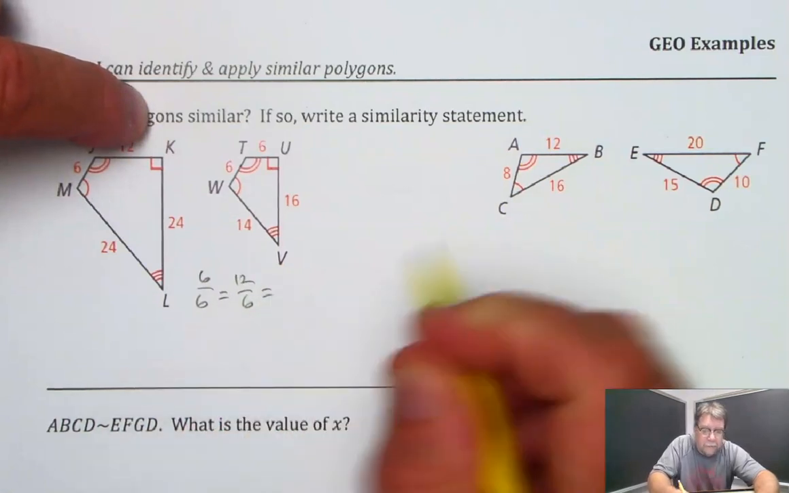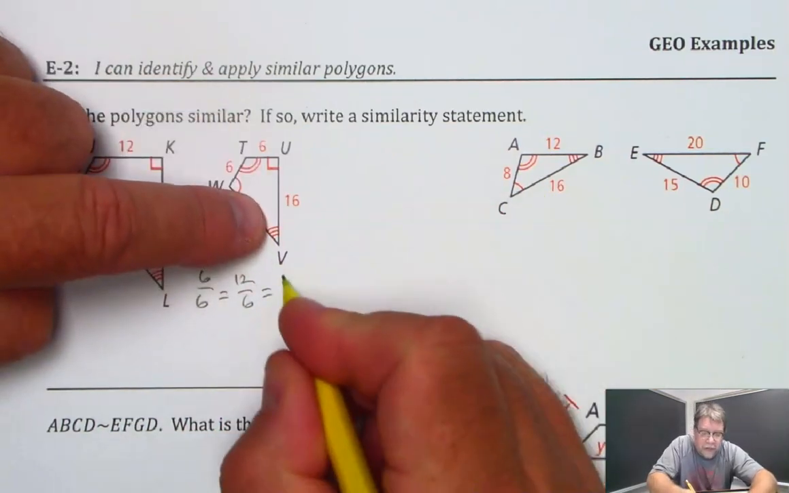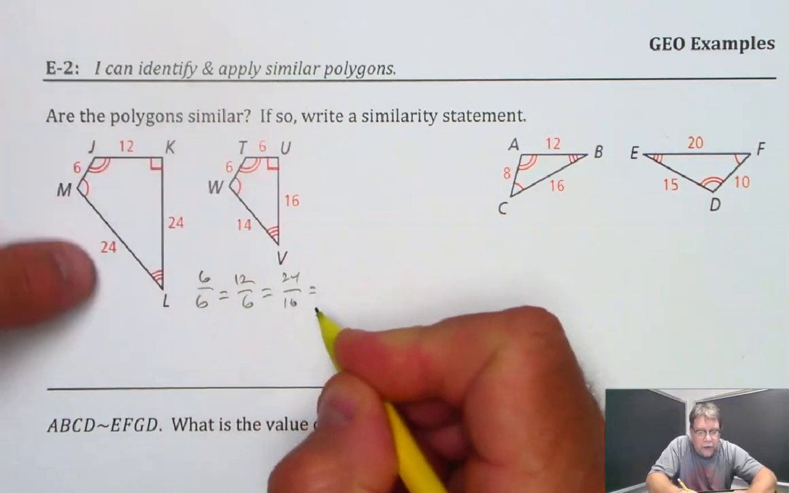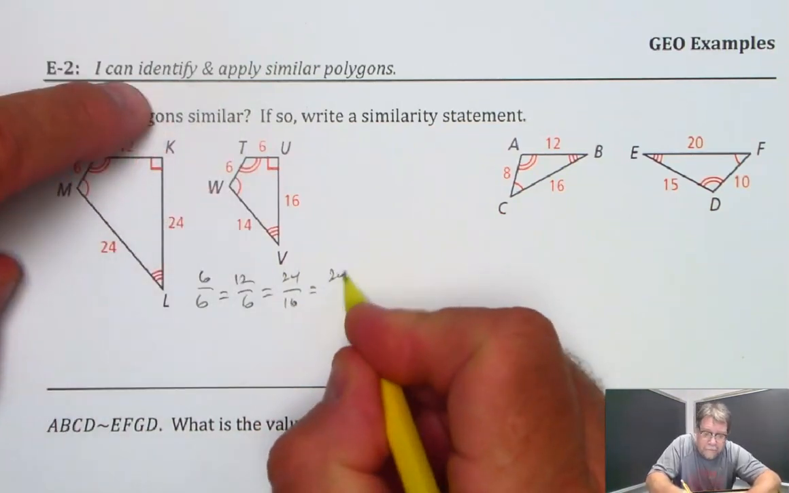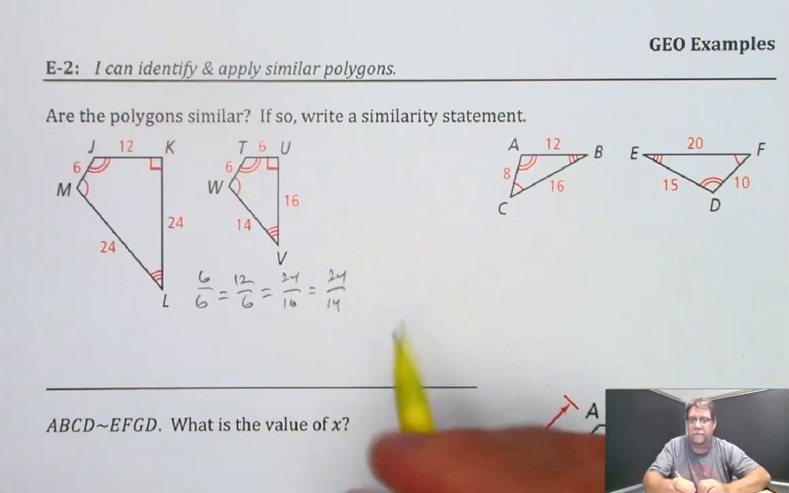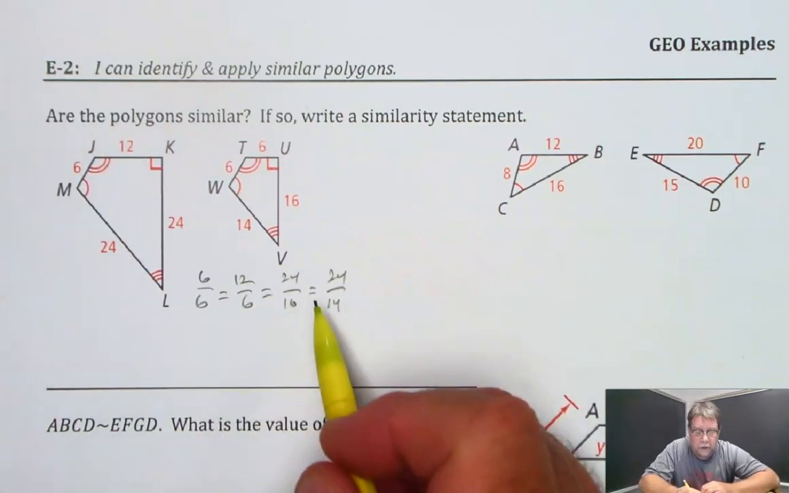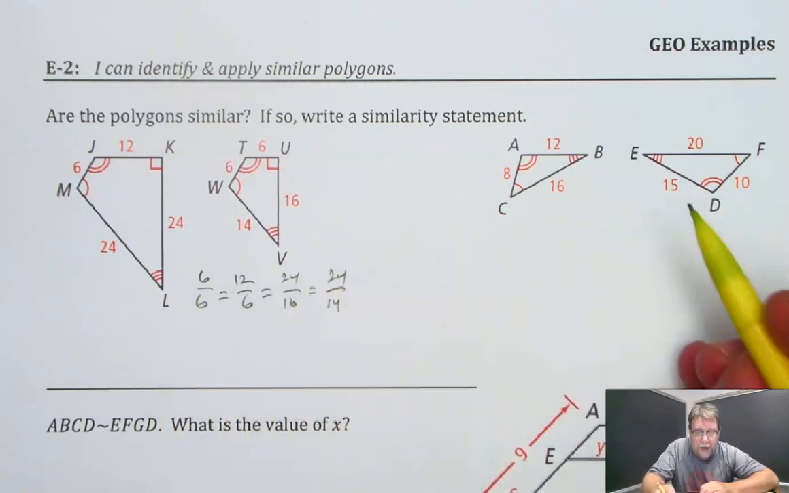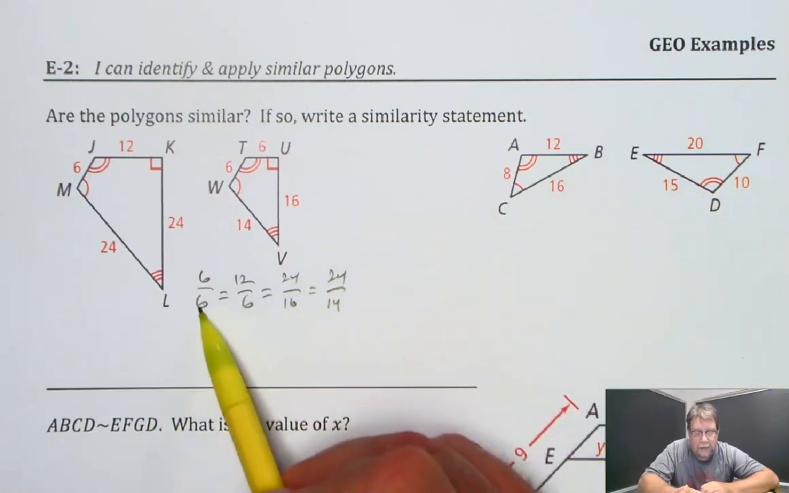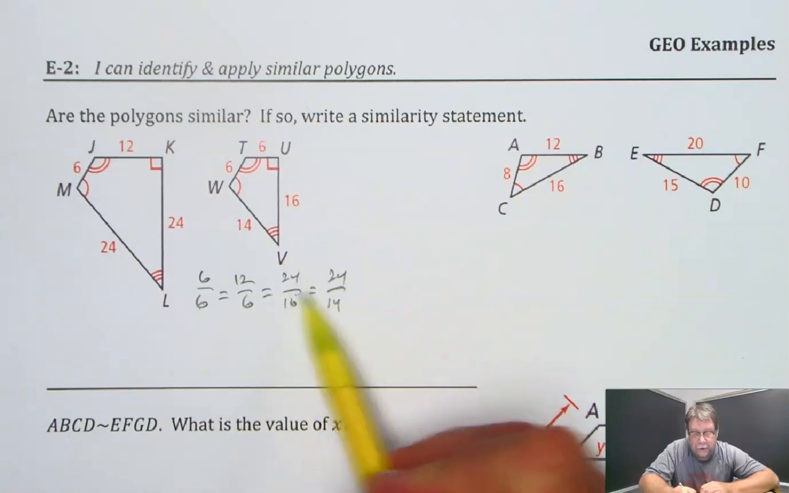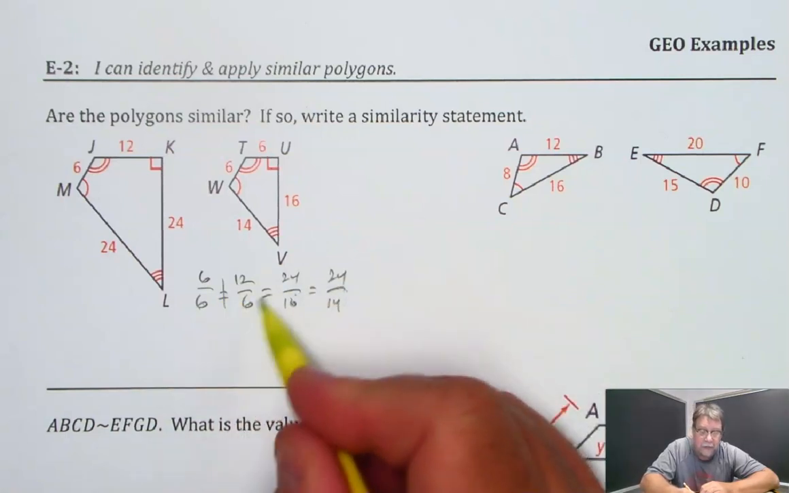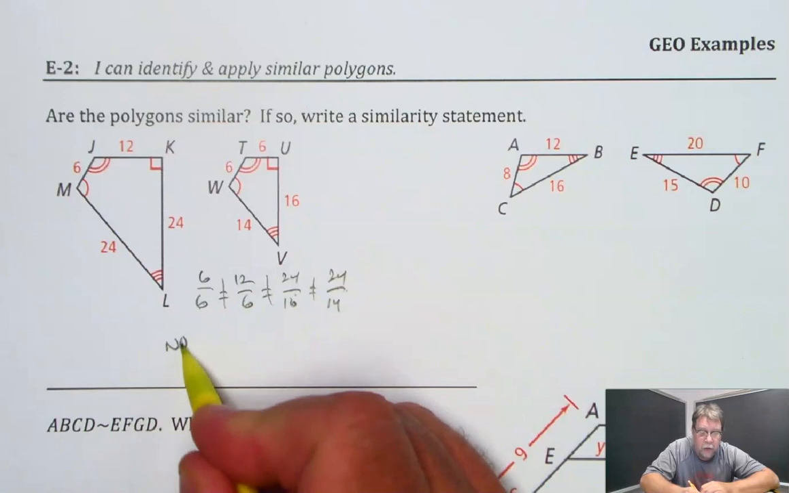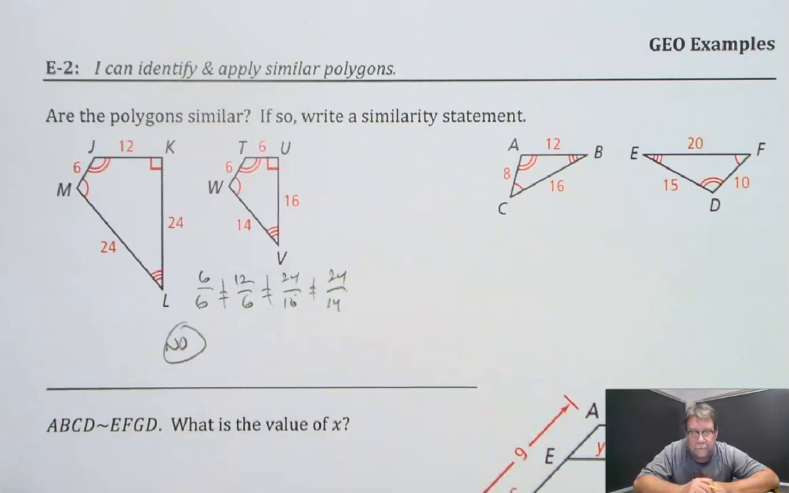I already see a problem. We have 24 over 16, and we have 24 over 14. Well, if these were similar, each of these fractions would reduce to be the same fraction, but that's not going to happen here. That's 1, that's 2, that's, I don't know, but that's all. These are all different. So they don't equal each other. So no, these are not similar, right?